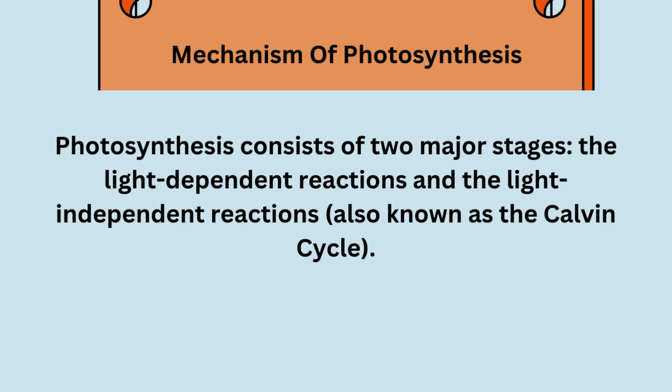Photosynthesis consists of two major stages: the light-dependent reaction, which is dependent on sunlight, and the light-independent reaction, which doesn't depend on sunlight and is also called the Calvin cycle.